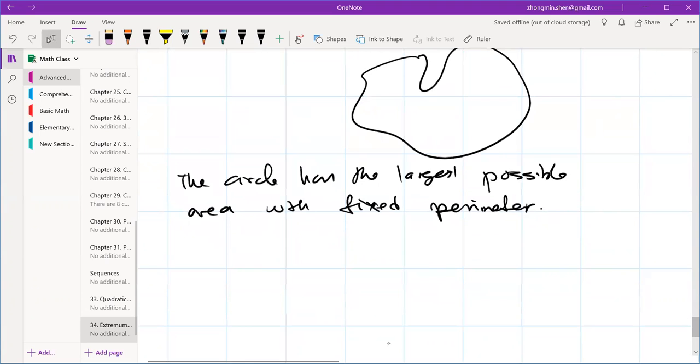I think the general rule is, if you fix the type of the shape of the region, the regular one should have the largest possible area. Okay? If you have 6 sides, then the regular hexagon should give you the largest possible area. All right, our next question.